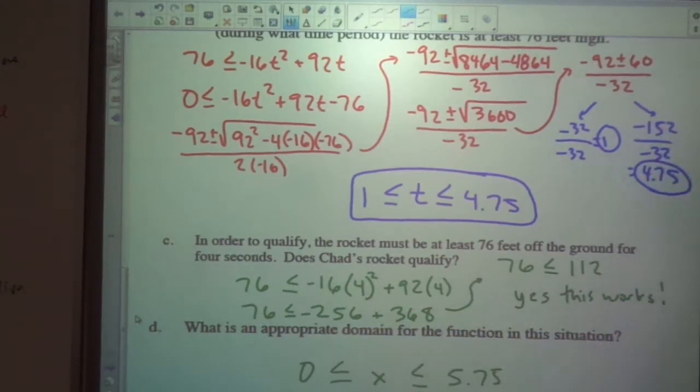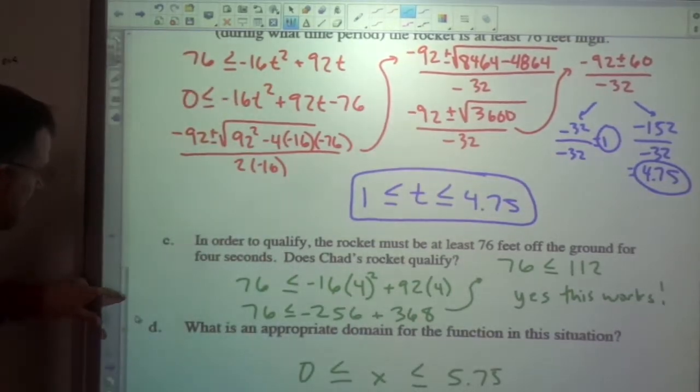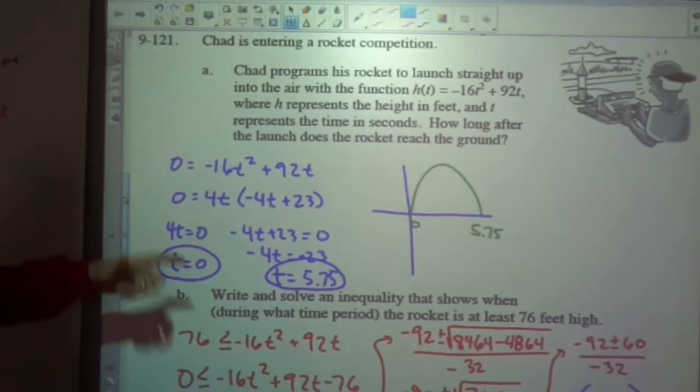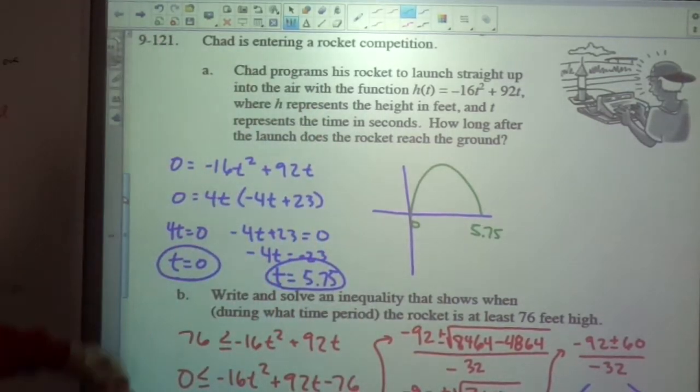What's an appropriate domain? Well, the domain is a set of all the x values that make sense here. In this case, we don't need negatives for time. The only x values that really make sense are from 0 to 5.75.